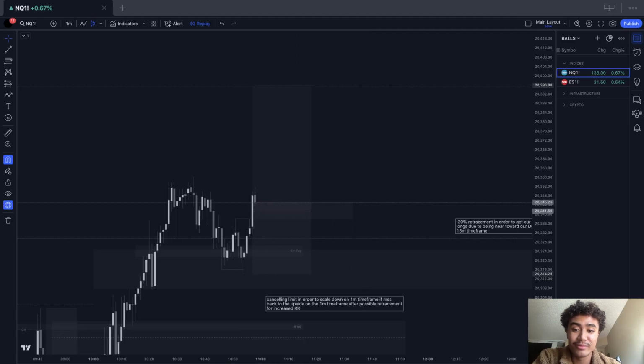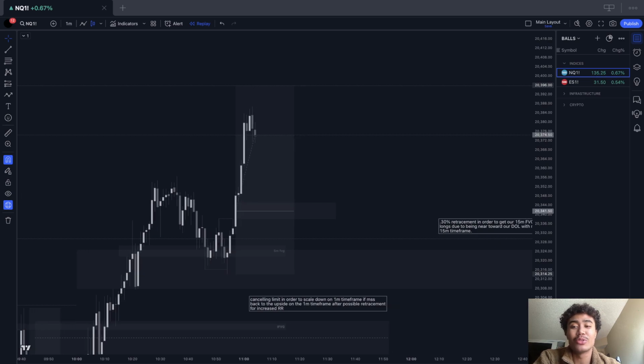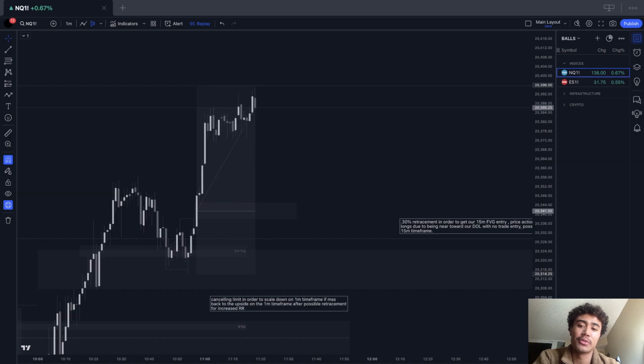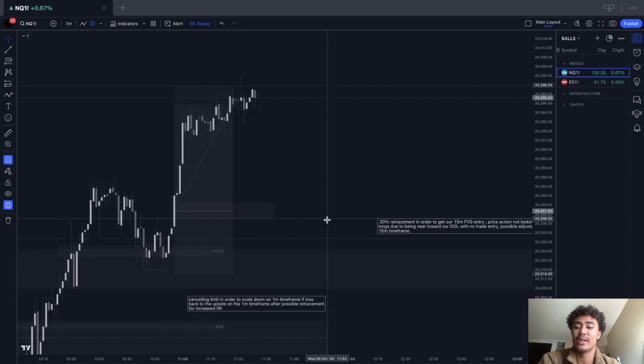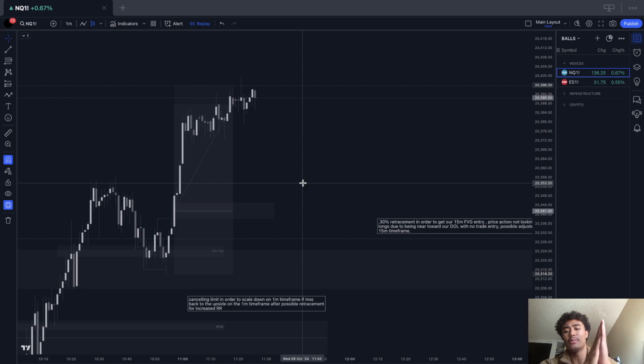I waited and I waited and I waited, and then we got too close toward our end of day draw on liquidity, where then we eventually smacked through it, continuing to the upside for the day. So we did have our potential limit ready. We were about to go in with around 5 micros. How many points is this? I lied, 8 micros. We're about to go in with around 8 micros here, but price action did not give us our trade entry. That's unfortunate, but that's just the name of the game.